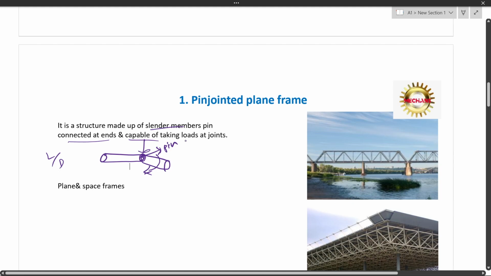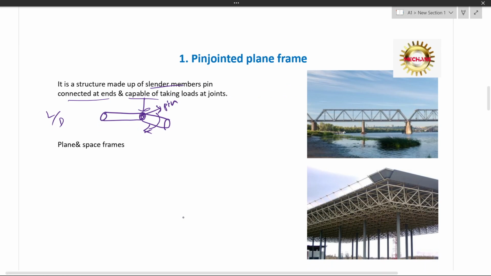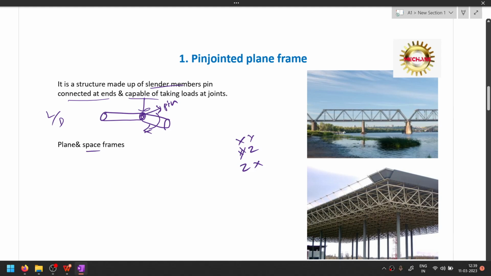Then we majorly categorize the frames into two different types, that is plane or space frame. Plane frame means that all the members lie in the same plane, which means either in xy or yz or zx, all the members lie in the same plane. But in the case of a space frame, all the members are distributed in a certain space.